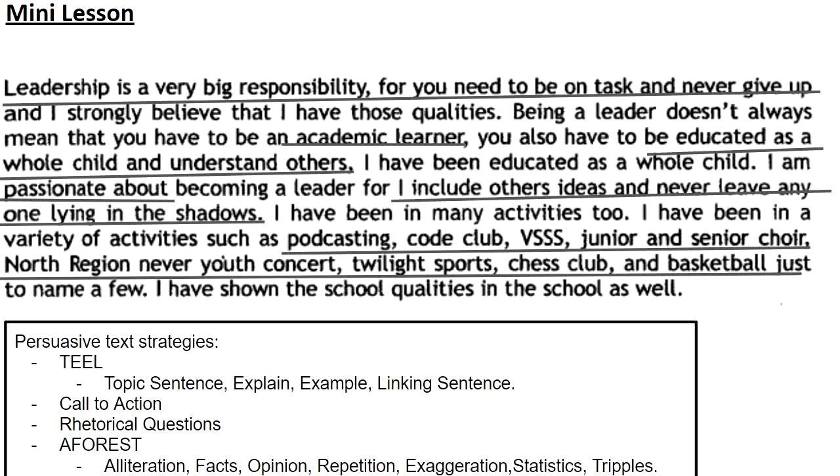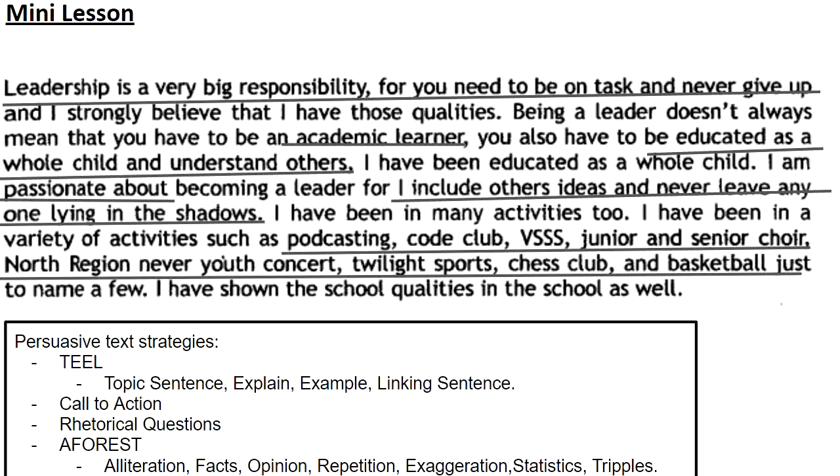Okay, so I did a bit of a brainstorm myself. Have a look at these strategies. Feel free to add any to your brainstorm in case you missed out on some. Persuasive text strategies: we use the TEAL structure. So that's topic sentence, explain, example, and linking sentence. We usually have a call to action where we encourage the reader to do something.